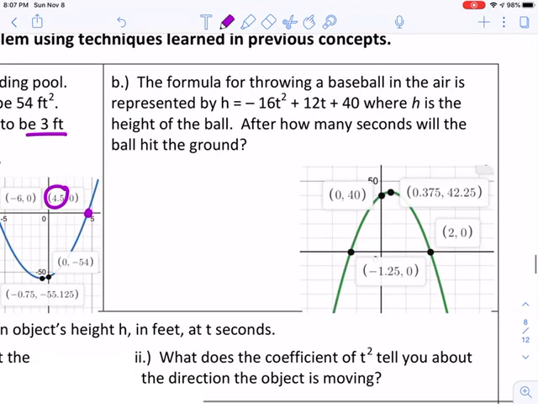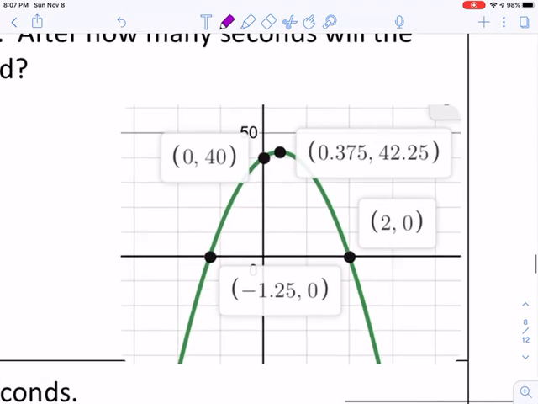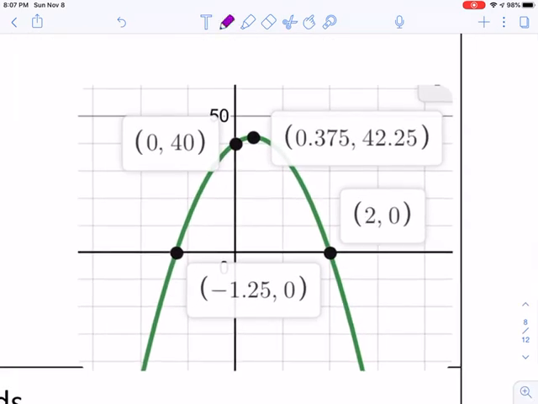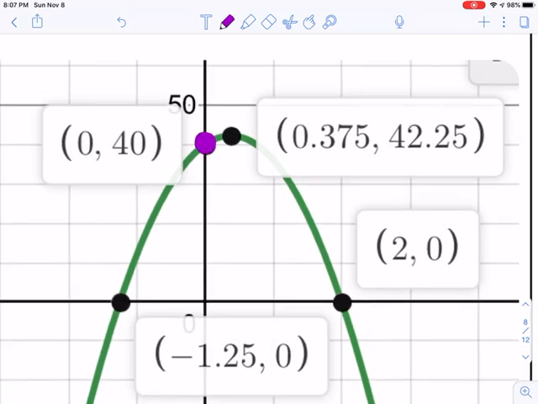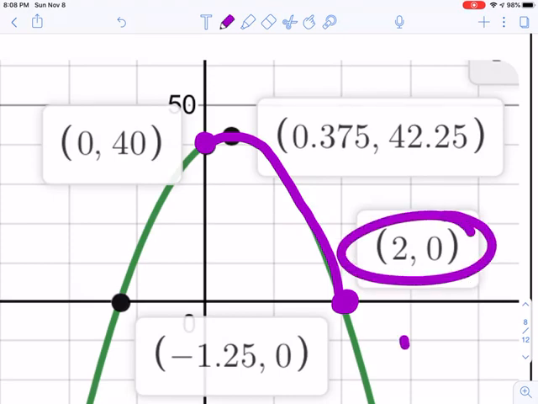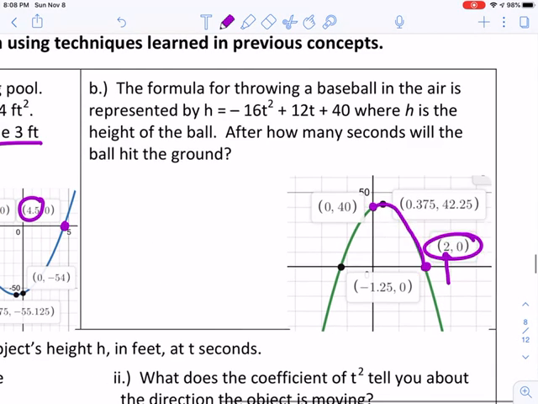B. The formula for throwing a basketball in the air is represented by that function h. h is the height. So after how many seconds will the ball hit the ground? Okay, so we're starting at time 0 right here, and then we're throwing it up into the air, and then it falls down and hits the ground at height 0. So height 0 happens at 2 seconds.